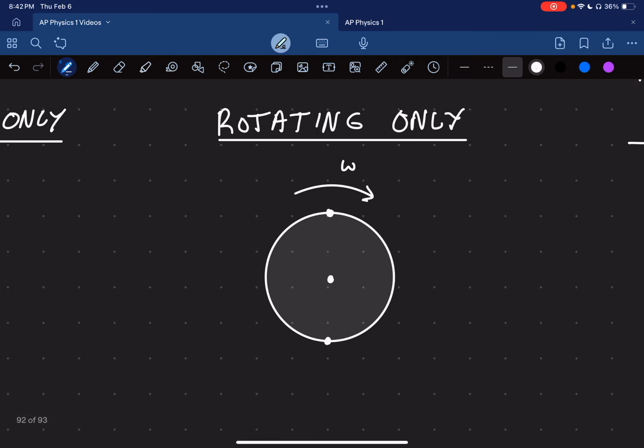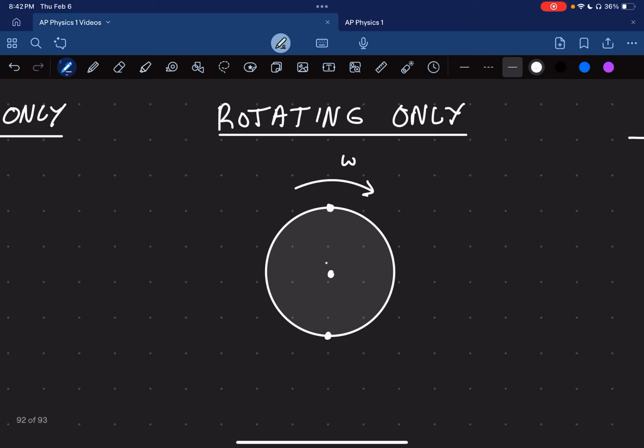Now consider the same wheel, but this time it's rotating only, so it's not translating, it's just rotating. Well, the axis of rotation has zero velocity, stays in place. The top of the wheel, if it's going in this direction, has velocity v. And if it's spinning this way, then the bottom of the wheel has velocity v, but in the opposite direction.